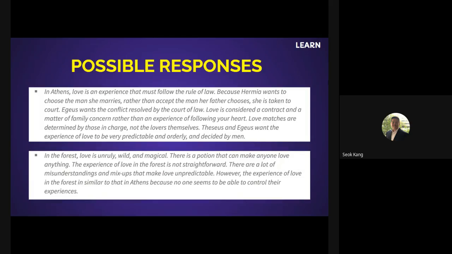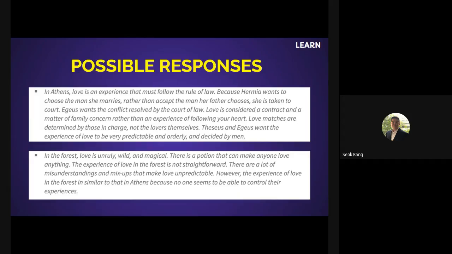I said in the forest, love is unruly, wild, and magical, right? It's random. You can't control it. There's a potion that can make anyone love anything, like the flower. The experience of love in the forest is not straightforward. It's random and unpredictable. There are a lot of misunderstandings and mix-ups that make love unpredictable. However, the experience of love in the forest is really close to that of Athens, the city, because no one seems to be able to control their experiences, right?